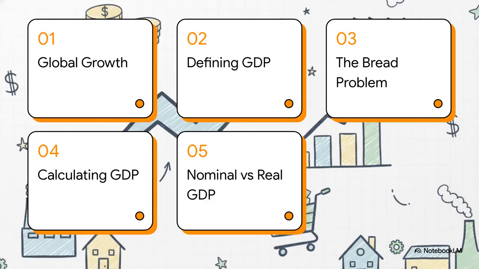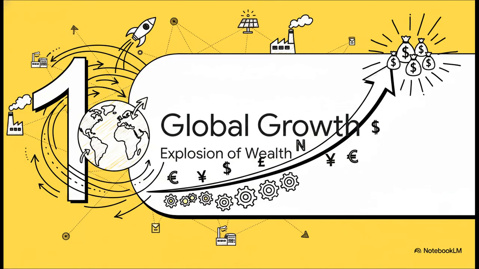Okay, let's take a quick look at our roadmap for today. We'll start with the global growth explosion, move on to defining gross domestic product, tackle the bread problem, look at 3 ways to calculate GDP, and finally, wrap up with nominal versus real GDP. All right, part 1, the global growth explosion.